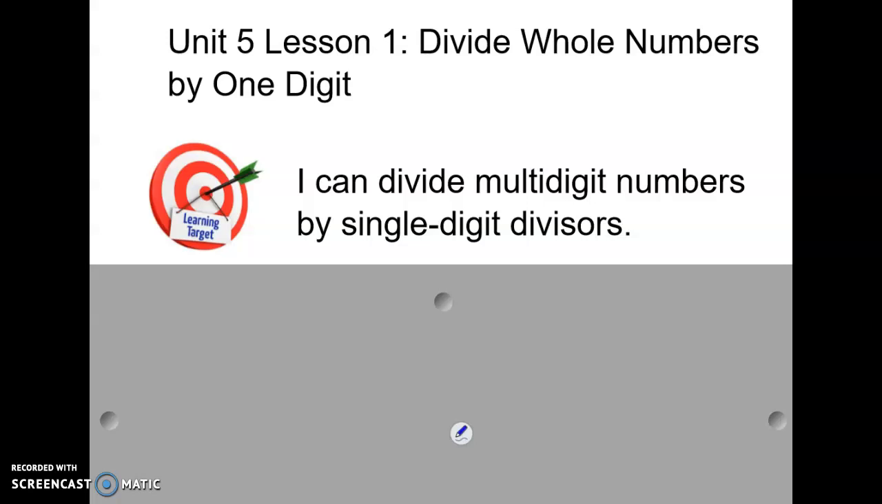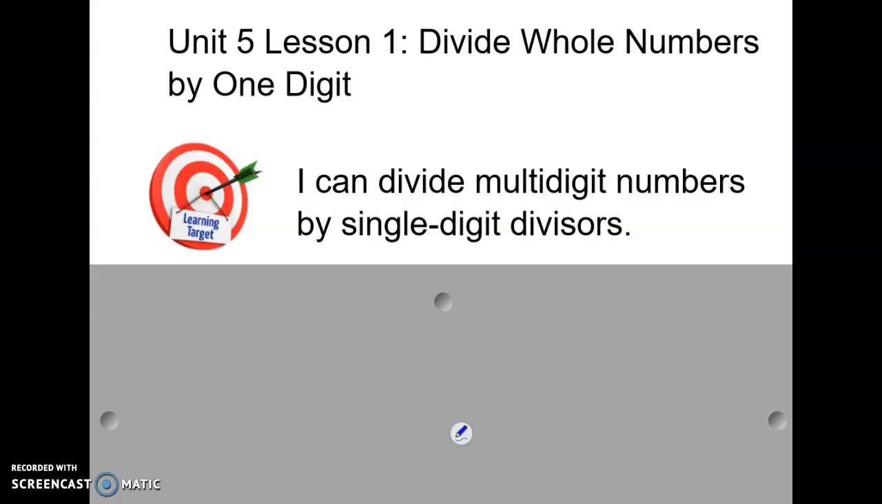Hello, fifth graders. Welcome to your first lesson in Unit 5 and your first lesson in your new math book. If you don't have your new math book yet, just follow along as best you can by using just plain paper and pencil.